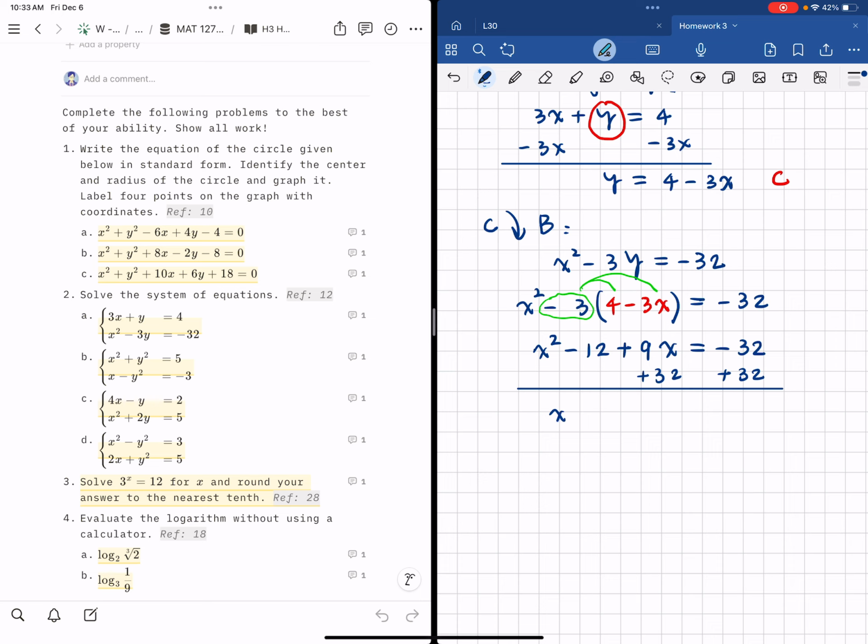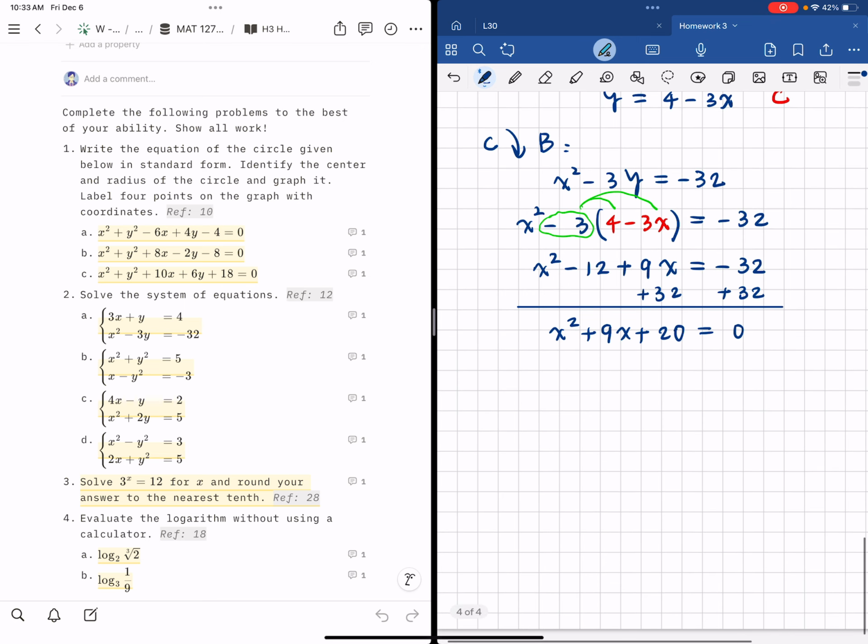This will give me x squared plus 9x and then plus 20 equals 0. And the left-hand side can be factored. So if you think about it a little bit, you should be able to factor it, right? X times x gives you x squared. 4 and 5 gives you 20, and 4 plus 5 is also 9. So the two numbers should be positive 4 and positive 5 equals 0.